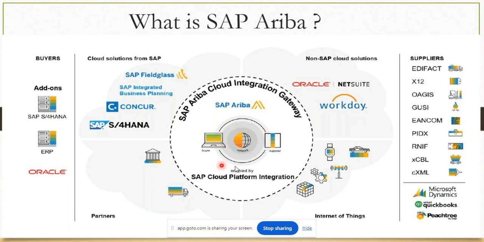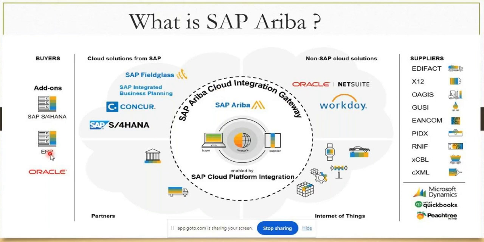And Ariba has a connection with any third-party system. For example, a company has been using ERP or MM or S4 HANA for 10 years, and then they decide to go for Ariba implementation. In that case, whatever legacy data they have in the backend system, S4 HANA, MM or ERP, can get connected to Ariba through CIG. CIG is one of the platforms. It's a middleware between Ariba and your backend system. It acts as a bridge between your backend system and Ariba.